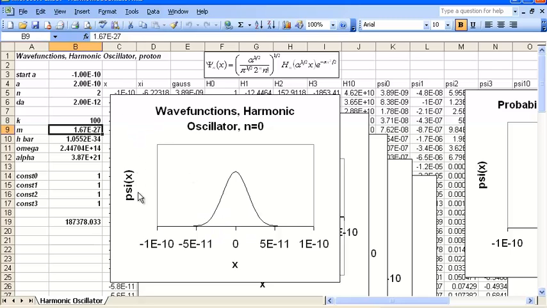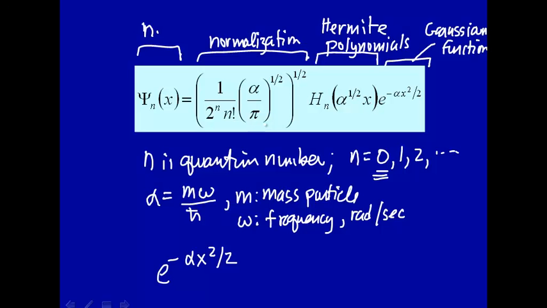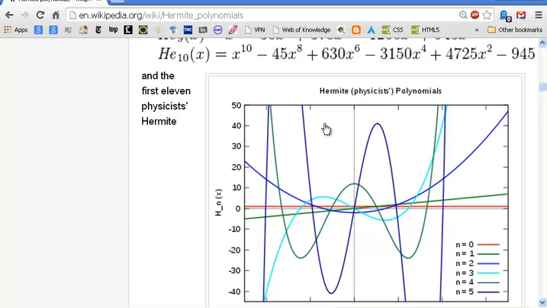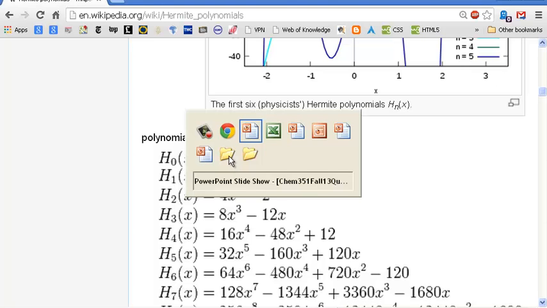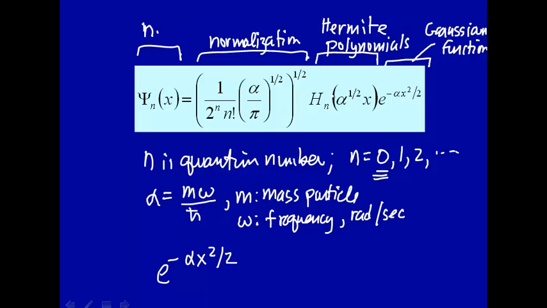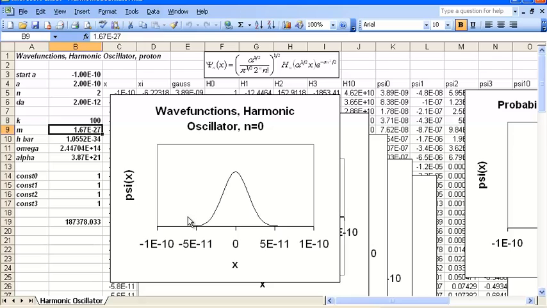So here is the wave function for n equals 0. All right, so does that make sense? We want the Hermite polynomial for n equals 0. The Hermite polynomial for n equals 0 is just 1. Oh, okay. So what we're plotting here is just that, equal to 1. We're just plotting, with a normalization factor, the Gaussian function. So that's why n equals 0 looks like this Gaussian function here.